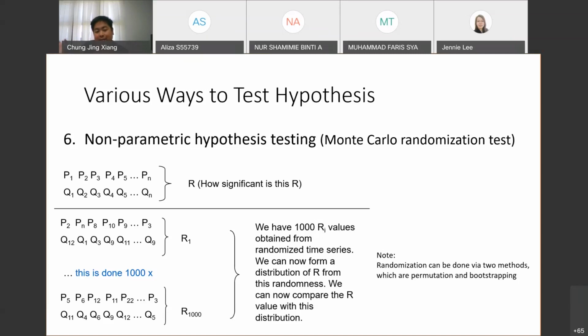Monte Carlo is basically a casino name. They came up with this method. So let's look at what Monte Carlo is.